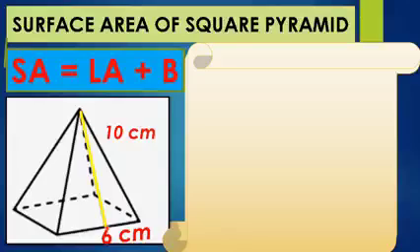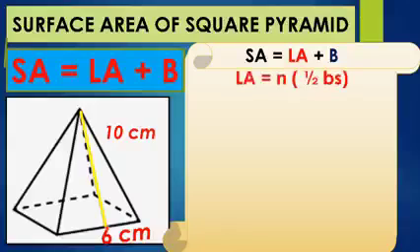First step is to copy the equation, that is SA is equal to lateral area plus the base of your square pyramid. So una natin kukunin yung lateral area. Again, to find the lateral area of the square pyramid, simply find the product of N, B, S, and 1/2. Okay? That is your lateral area.